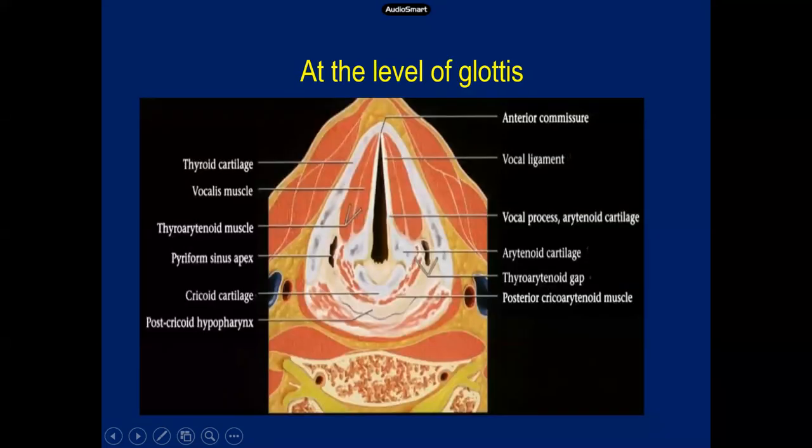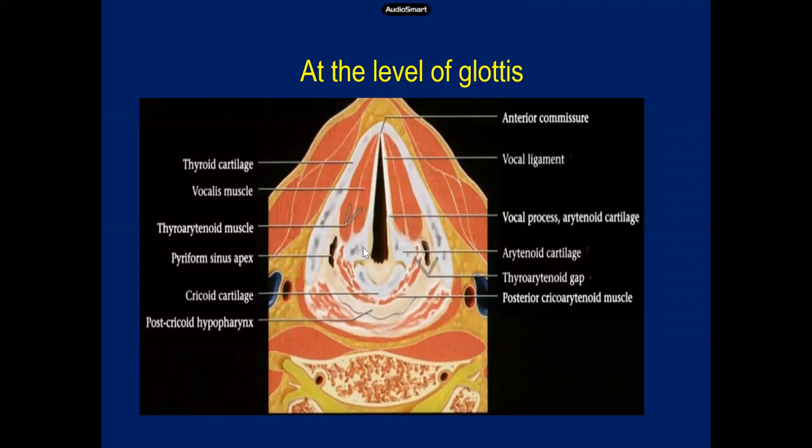Now coming to the level of the glottis. If you have a tumor and a CT scan at the level of the glottis, how do you recognize that? This is the arytenoid cartilage, with an apex, and the base rests on the cricoid cartilage. When you see the cricoarytenoid joint, that is the level of the glottis. At that level, what all things will you see?